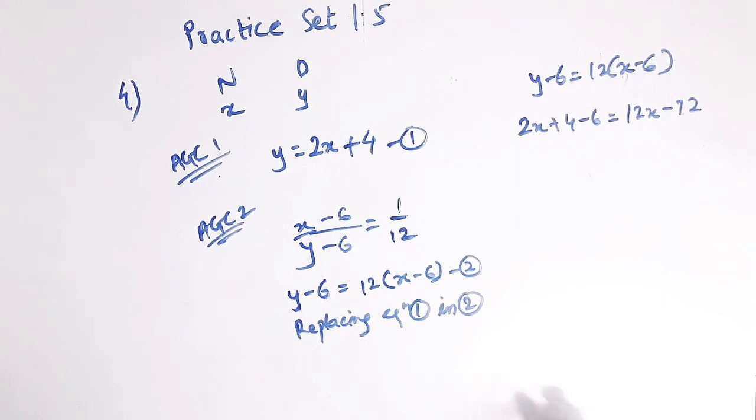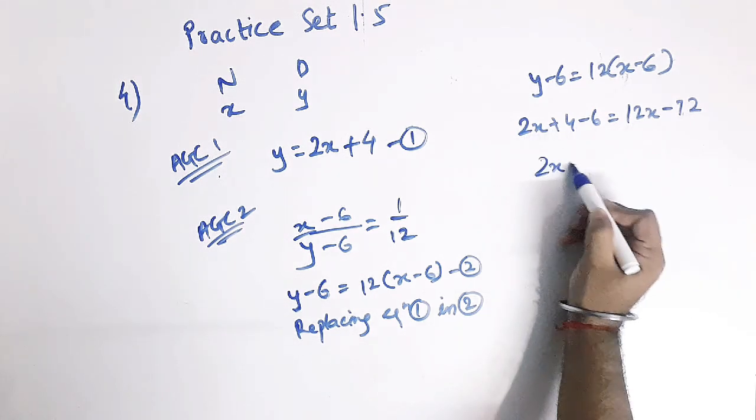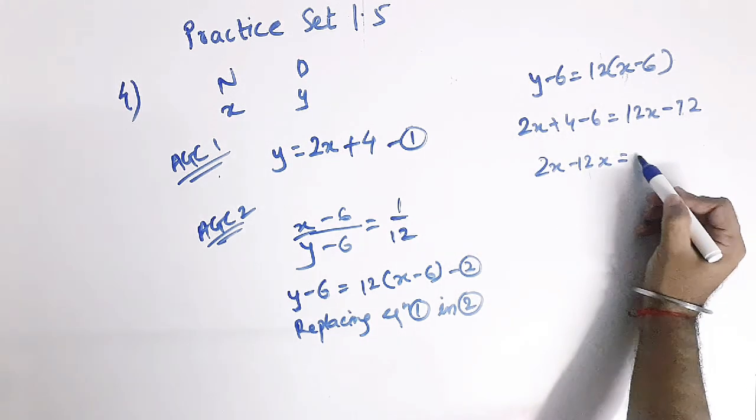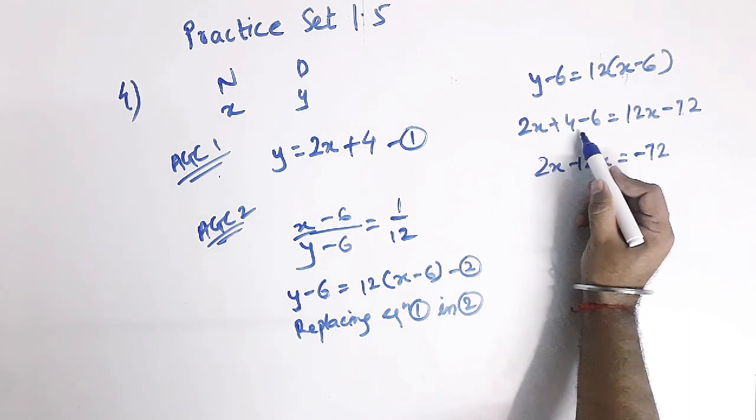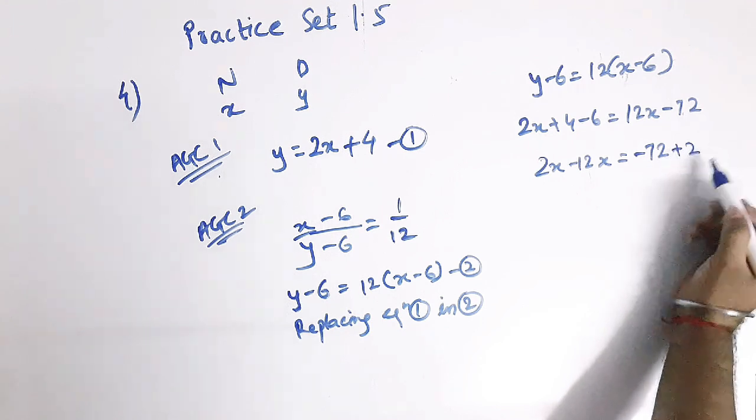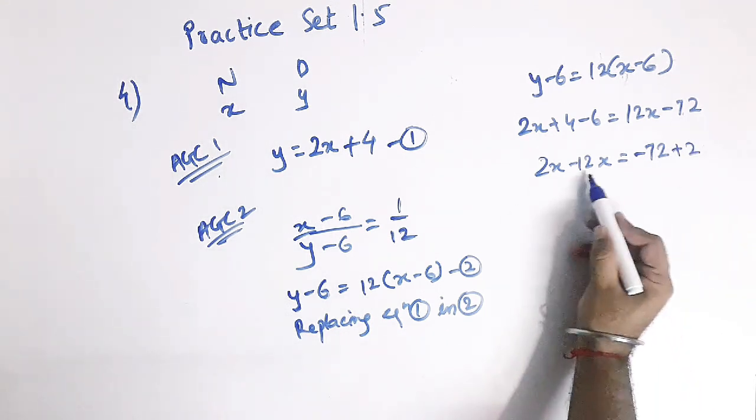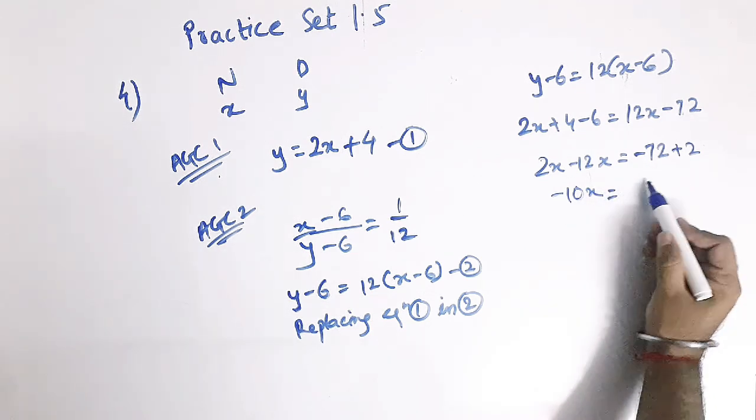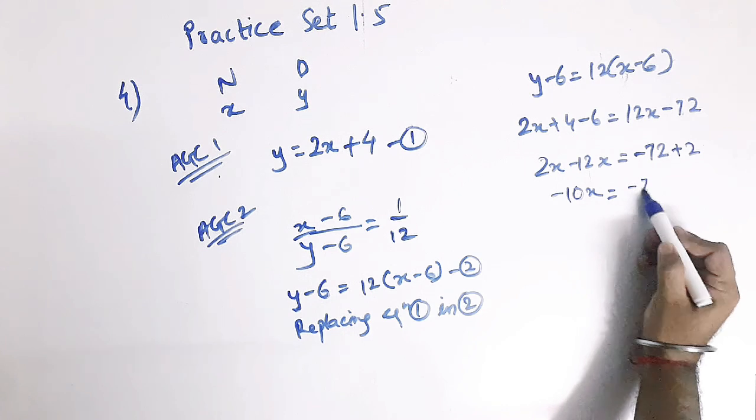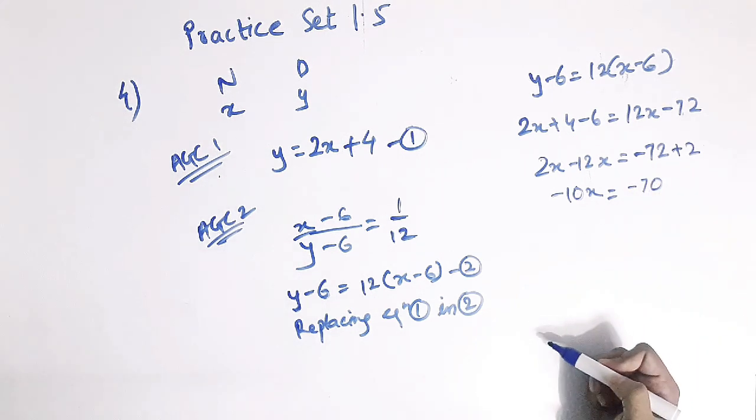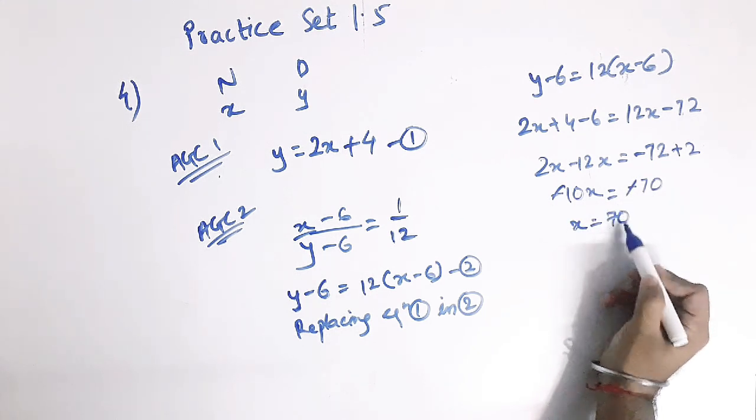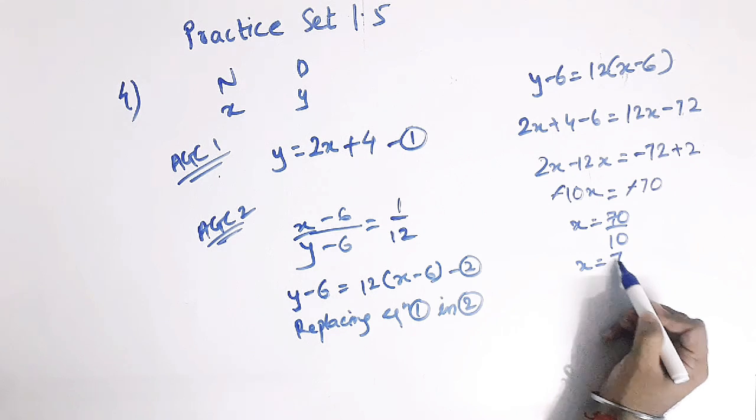Multiplying the brackets. Now we can solve for x. This becomes 2x minus 12x. 12x will come here. Then minus 72 plus 4 minus 6, it will be minus 2. Yes or no? Minus 2 will come here, it will become plus 2. So this becomes minus 10x equals, what is minus 72 plus 2? It is minus 70. Now minus minus gets cancelled. x is equal to 70 by 10. x is equal to 7.